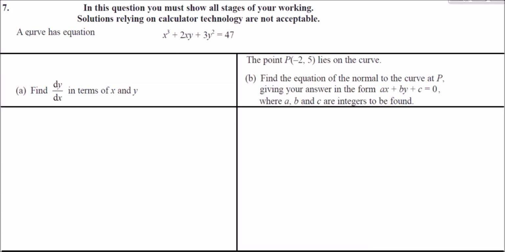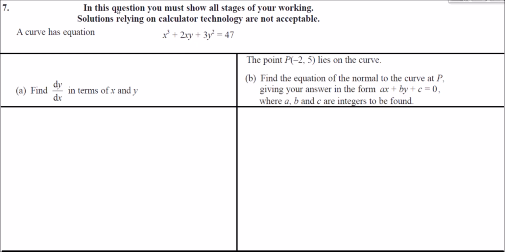Question 17, we have a curve with equation x cubed plus 2xy plus 3y squared equals 47. And we need to find dy by dx. We need to differentiate it in terms of x and y. This is a mixture of different skills for differentiation. We're differentiating a polynomial and also a function of both x and y.